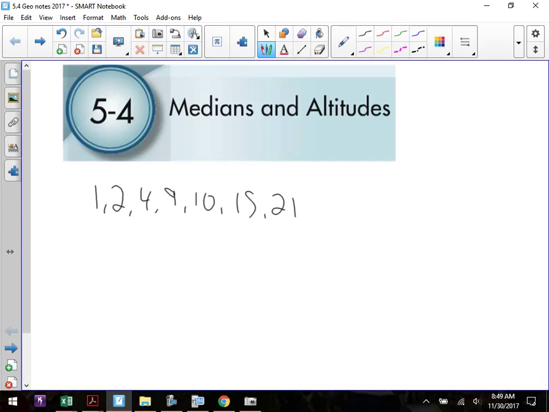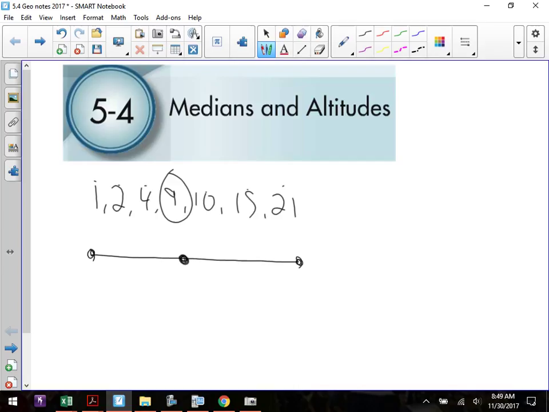So a median you guys would have done before, you just count backwards. The 9 would be the number in the middle. It has the same amount on one side, the same amount on the other. You okay with that? Now think about that in terms of a segment. Where would a median of a segment be located? In the middle, the midpoint.